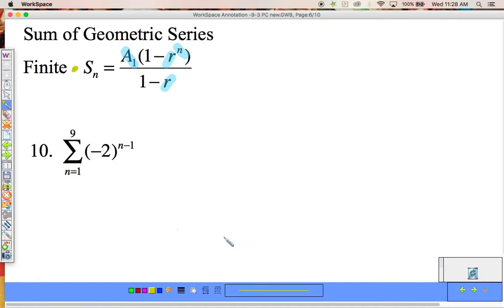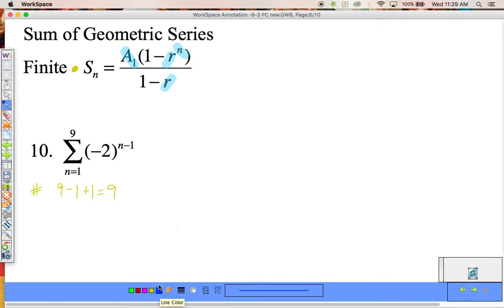All right, so given this first problem, I want the sum from n equals 1 to 9 of negative 2 raised to the n minus 1. The sum from n equals 1 to 9 of negative 2 raised to the n minus 1. All right, so I need the first term, the ratio, and the number of terms. But I can look at this to get my number of terms. I do my top number minus my bottom number, and I add 1. That was our rule. Top minus bottom, add 1.